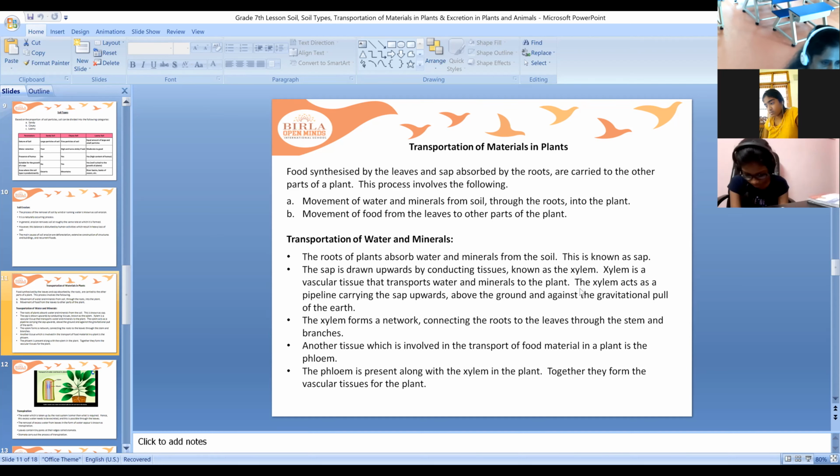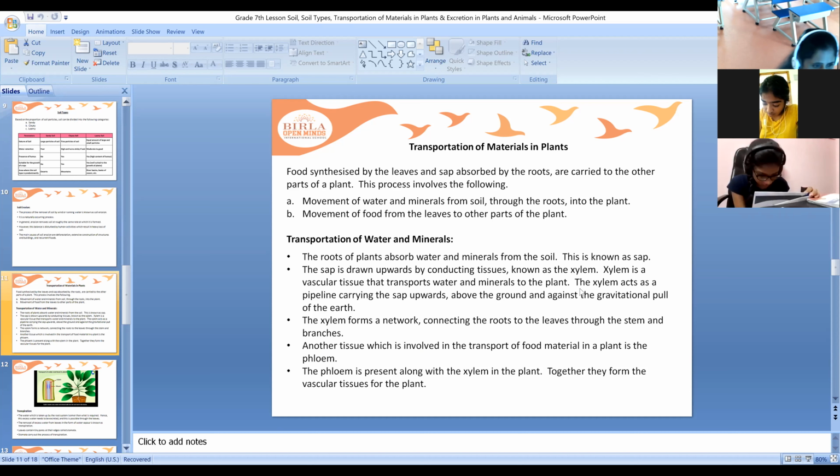I want you all to underline it. Underline the second point. Third point. Almost all the points are important in this. I want you all to underline each and every point. Total, how many points are there? Five. I want you all to underline all the five points because they are very important.